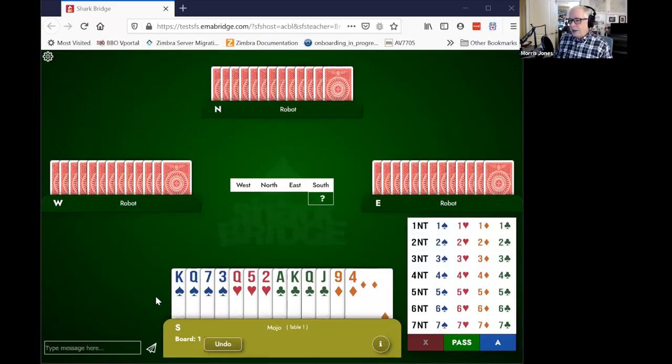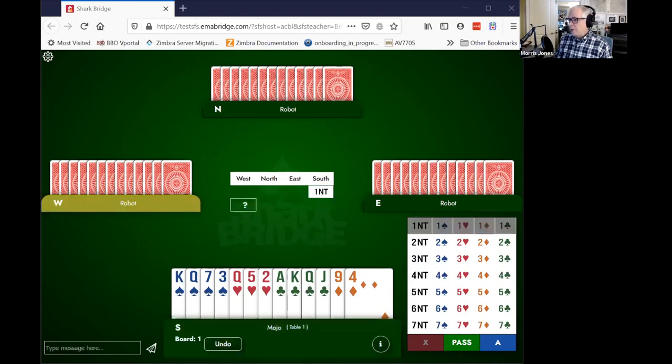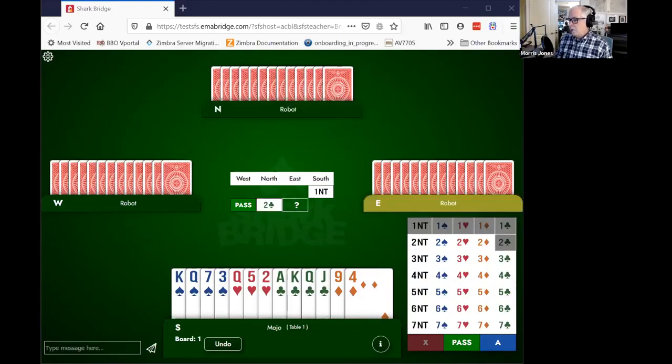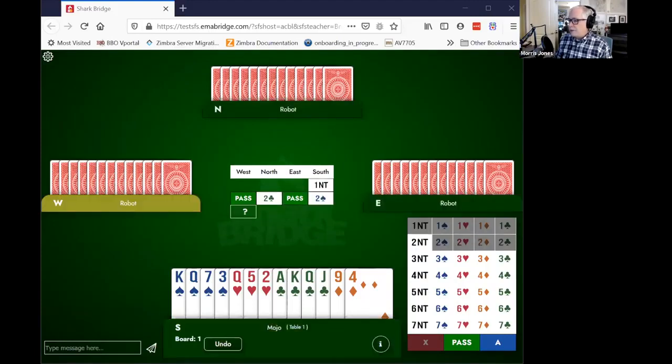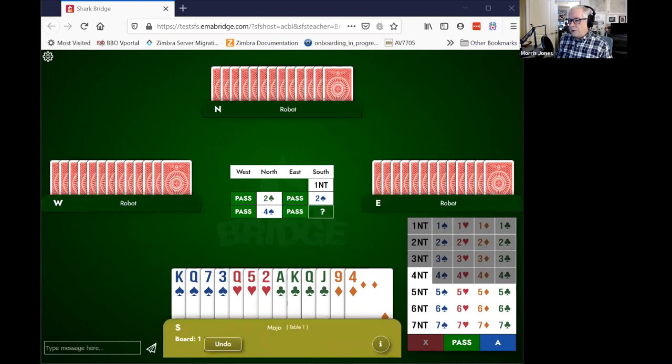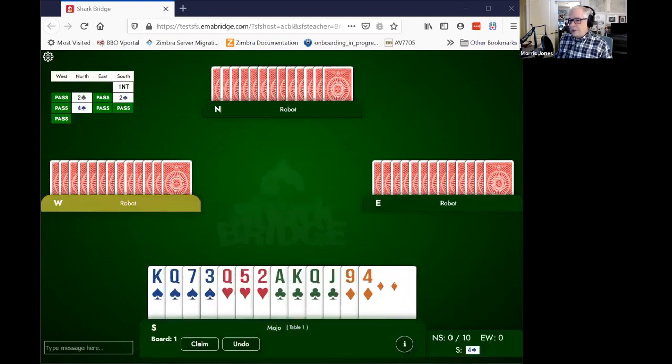Let's go through the bidding. This is a 1-no trump opener. So South is going to open the bidding 1-no trump. Partner is going to bid 2 clubs Stayman. We're going to say 2 spades, saying yes, I've got 4 cards in the spade suit. And our partner is going to bid 4 spades. So we're in a spade game. And the opening lead is going to come from West, and it's going to be this.